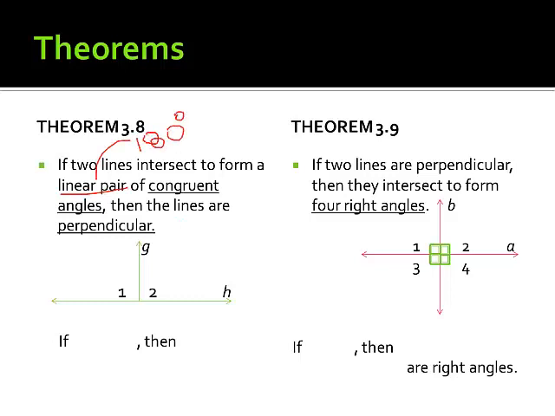So that automatically means, and this is putting it in notation, if angle 1 is congruent to angle 2, we know that G is going to be perpendicular to H. G's line is going to be perpendicular to H's line.